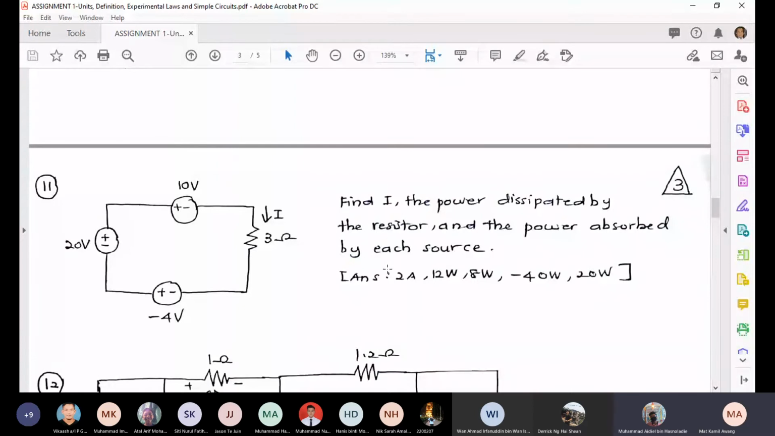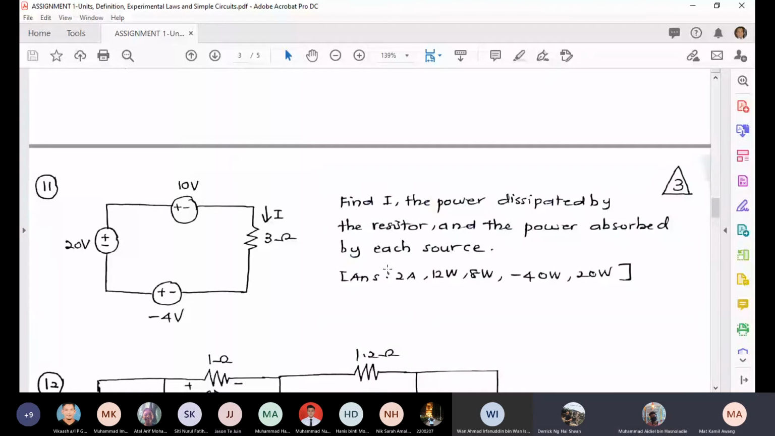26. 20 minus 4 is 16. 16 minus 10? Oh, 6. 6 volts. 16 minus 10 is 6 volts. 6 divided by 3? By 2, sir.